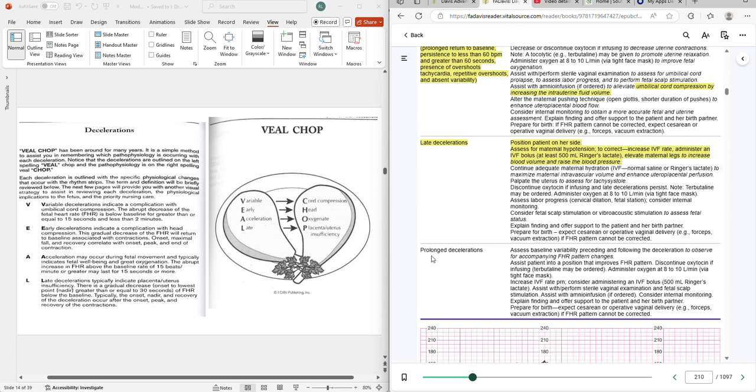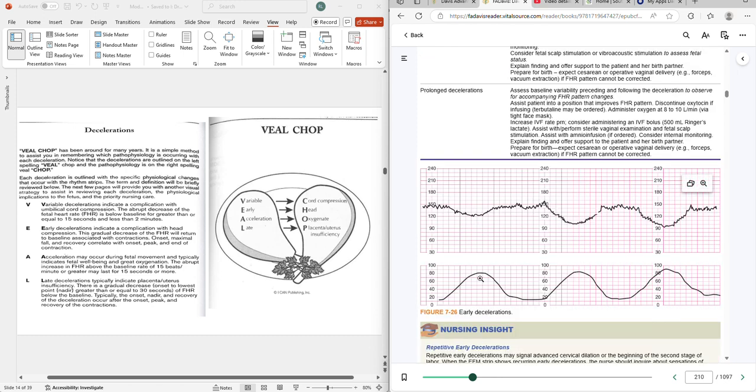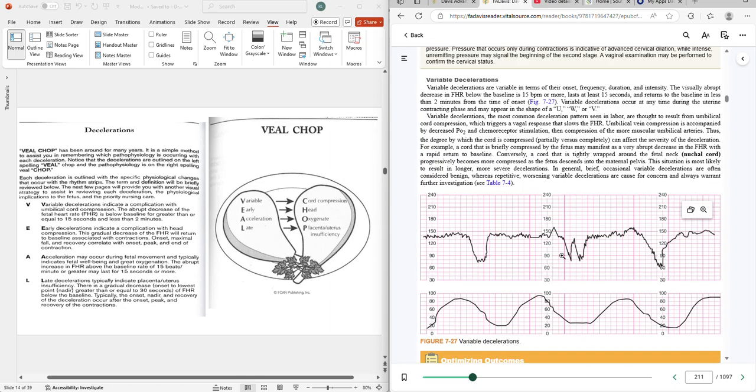This is when a contraction happens and the heart rate goes down for at least 2 minutes, okay? They're not coming back up. These are lates, or actually they said these are earlies, because they are mirroring the contraction. So you see this hill lines up with this hill. So when they're mirrored, it's early, okay?